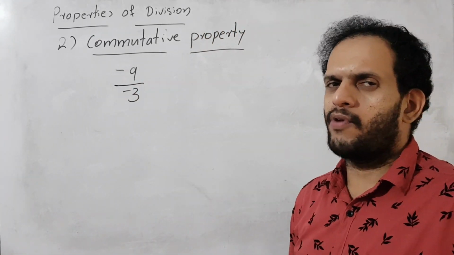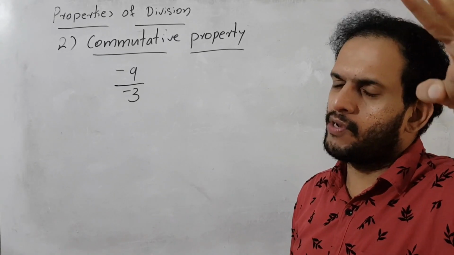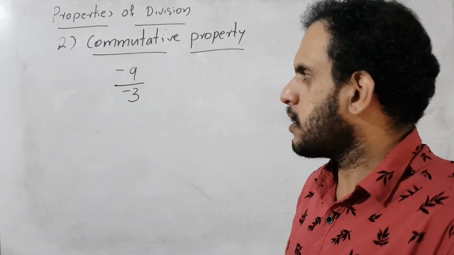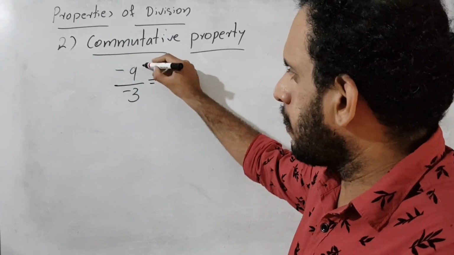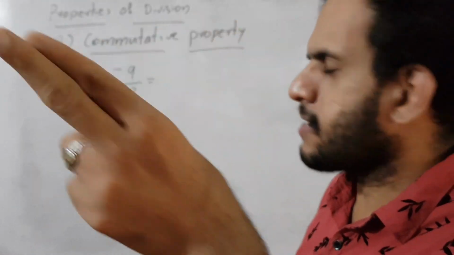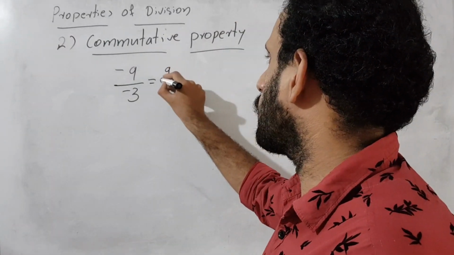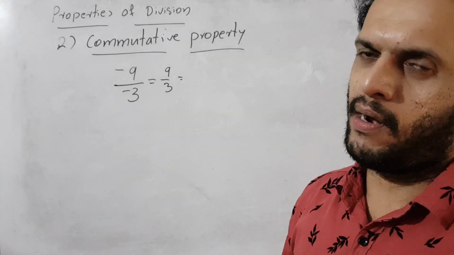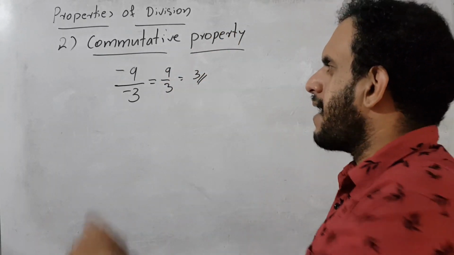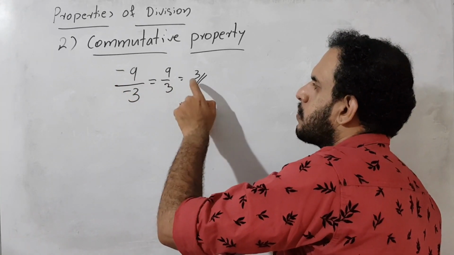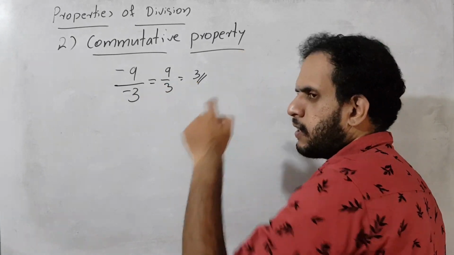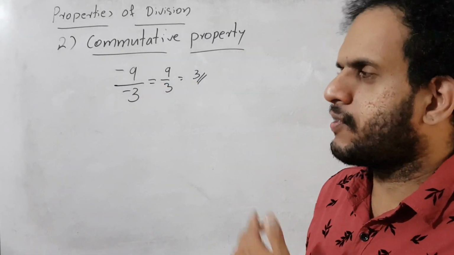So what is the idea here? We are dividing two negative integers, correct? Two negative integers, so the answer is positive. Minus 9 by minus 3: 9 by 3 is 3. So we conclude minus 9 by minus 3 is equal to 3. If you divide two negative integers, the answer is positive. Correct? Next we change the order.